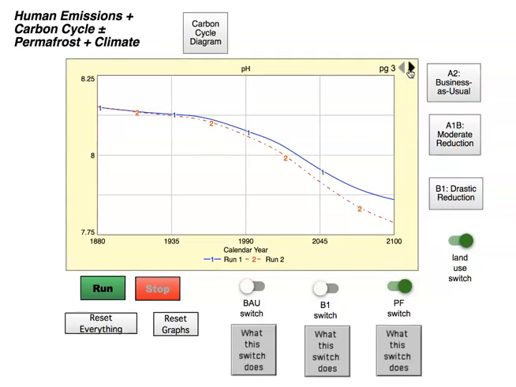So I think you'll have a lot of fun with this. Make sure you understand these controls before you start. And please let me know if you have any questions.